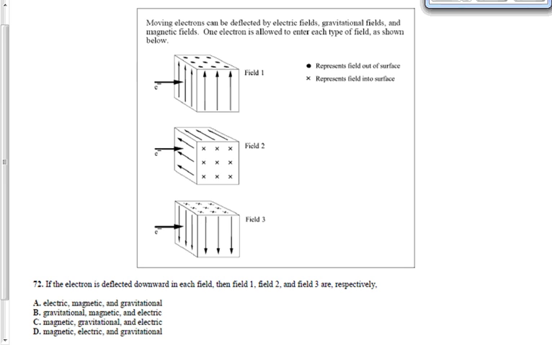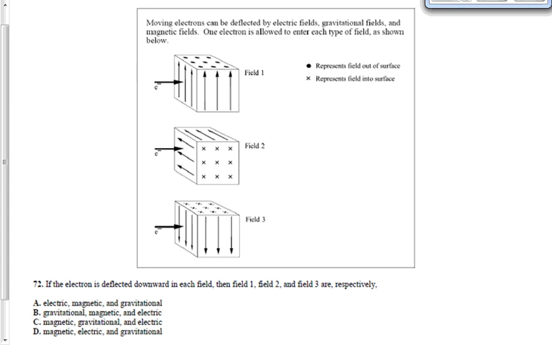It says moving electrons can be deflected by electric fields, gravitational fields, and magnetic fields. One electron is allowed to enter each type of field as shown below. We want to know if the electron is deflected downward. In each case, the electron is deflected downward, what kind of field is it? So in other words, in diagram 1, diagram 2, and diagram 3, the electron moves downwards. We've got three fields all pointing in different directions. What field must it be if the field points in that particular direction and causes that electron to go downward?